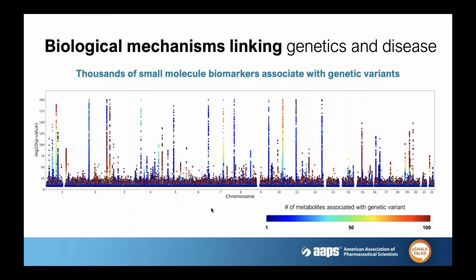Now, this is what it actually looks like across the human genome. So this is a modified Manhattan plot. If you look at the x-axis, it provides chromosomal loci information. On the y-axis here is the negative log 10 p-value. And it essentially begins to associate the thousands of circulating small molecule biomarkers that are captured by our systems with common genetic single nucleotide polymorphisms across tens of thousands of people.